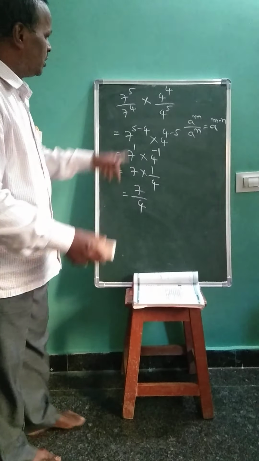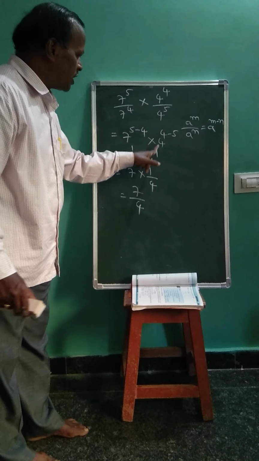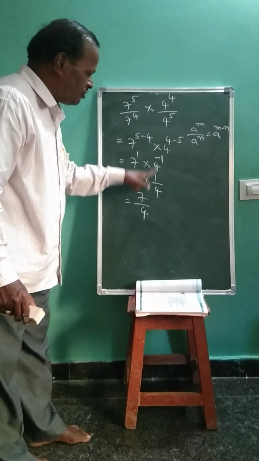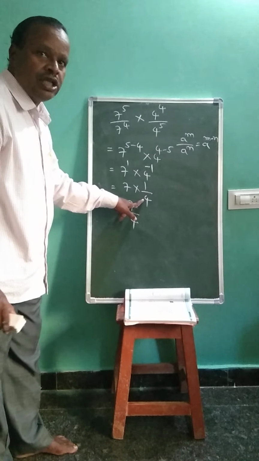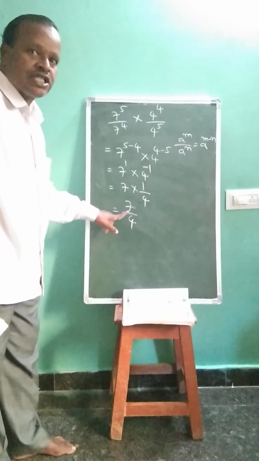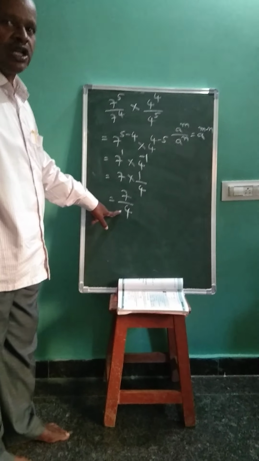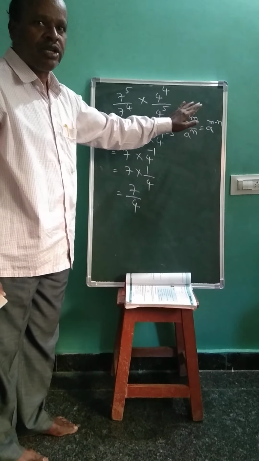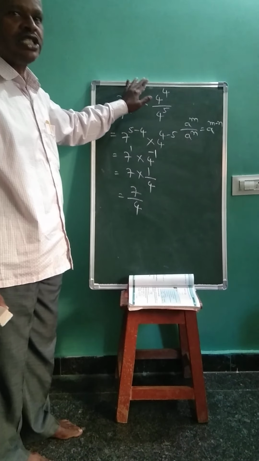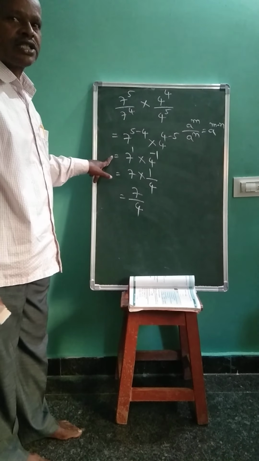7 power 5 minus 4 means 1. 4 minus 5 is minus 1, because the negative is more. So 7 is the positive exponent and 4 is the negative exponent. So I have written it in the denominator because of the multiplicative inverse. So 7 power 1 is just 7, so 7 by 4. This is the simplification. This is the last problem from exercise 4.1. So you can practice all the problems from exercise 4.1 by using these properties. And in the next session we will go to exercise 4.2.